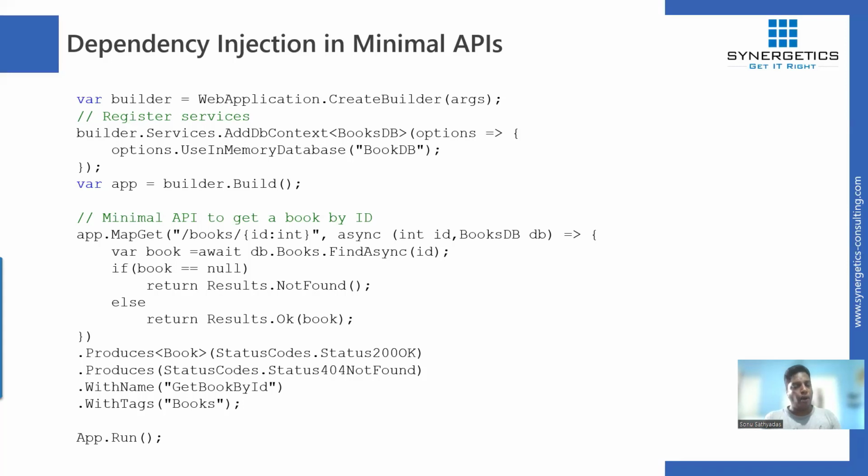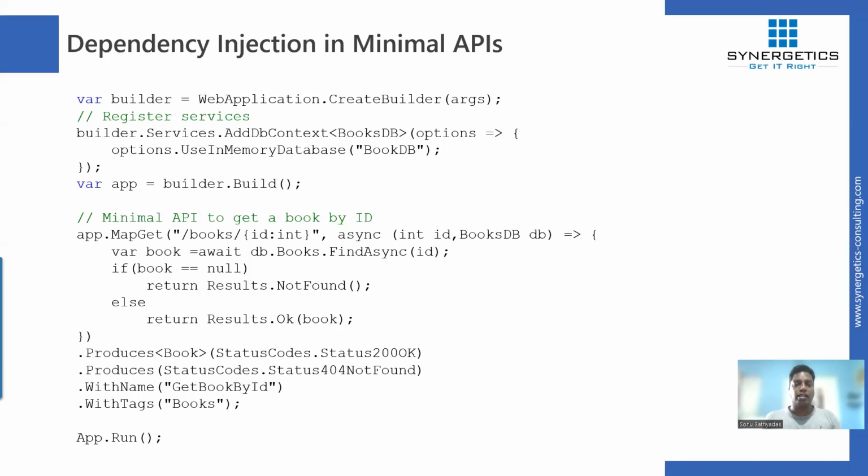For API documentation, we can still use Swagger. So for better documentation, you can specify the API response methods or response status codes. We can specify the endpoint name. You can also specify the tags that can be used in the Swagger documentation.